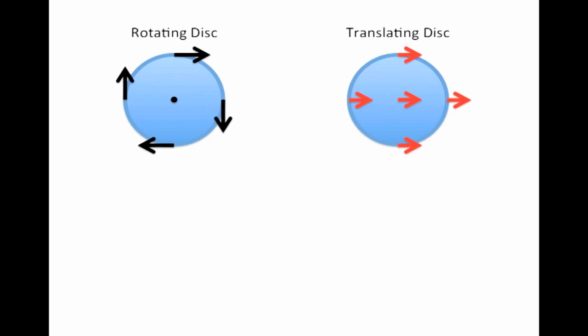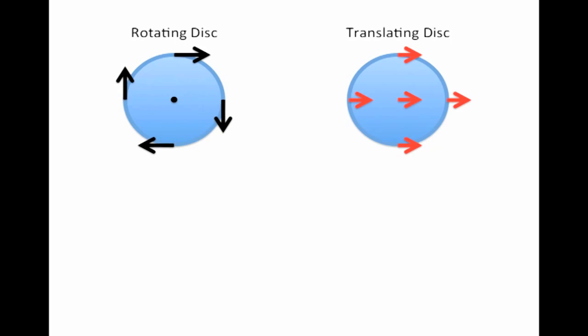On the left-hand side, you can see the velocity arrows drawn pointing around the disk because it's rotating, it's spinning around in place. At the center, there's no velocity arrow because it's not moving there. It's pinned in that location and it's rotating around it.